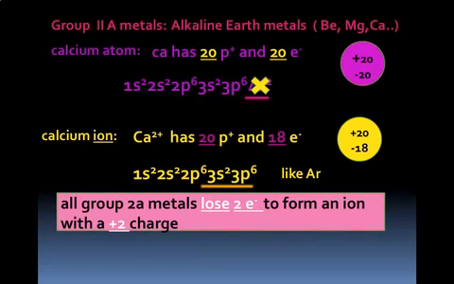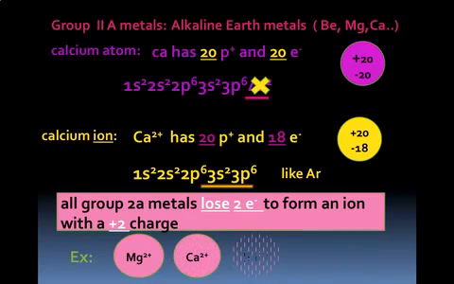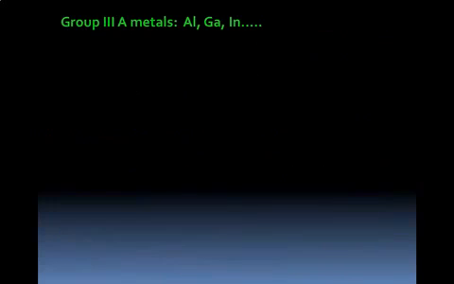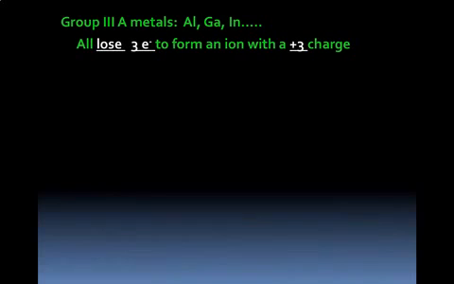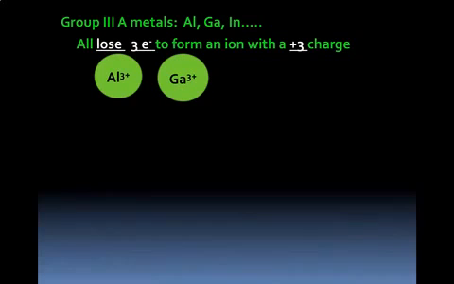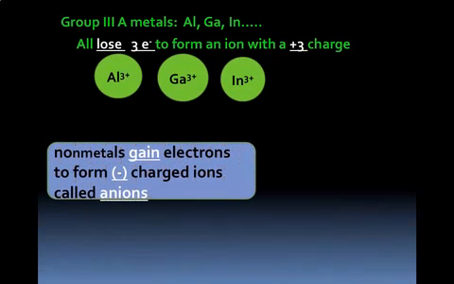So all the group 2A metals are going to lose 2 electrons to form an ion, and they'll have a +2 charge, like magnesium +2. Now you do have to include the number at this point because it's not just 1. Calcium +2, barium +2. Now the group 3A metals. We're going to skip the shorter section in the periodic table and go to the next tall column, which starts with boron and aluminum. These are going to follow the same pattern. They will all lose 3 electrons to form an ion with a +3 charge. So aluminum +3, gallium +3, indium +3, and so on.